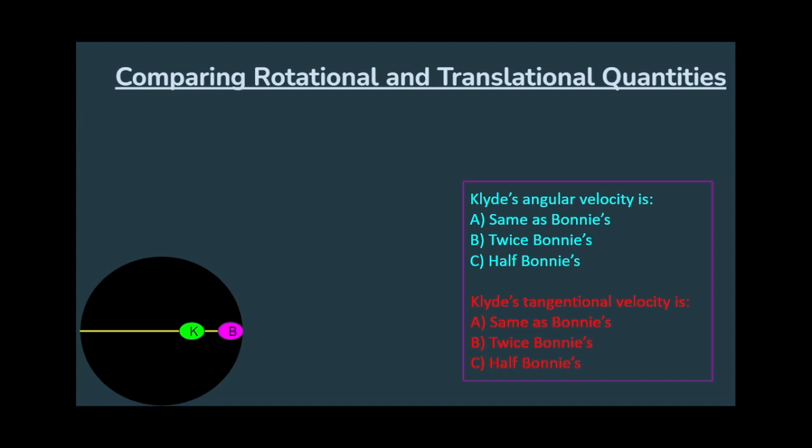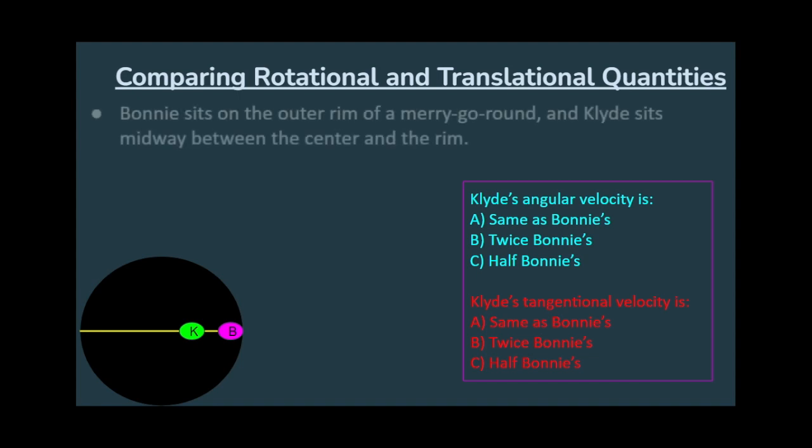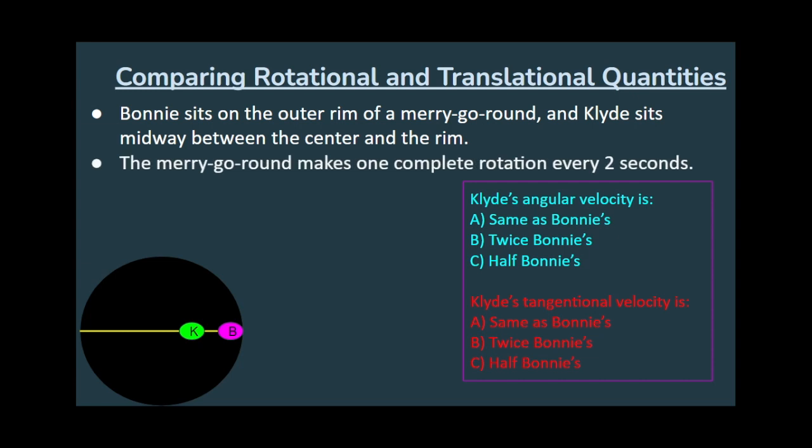used to, but I want to see how they're related to each other when it comes to rotational kinematics. So in this example, we have a merry-go-round down below, where Bonnie is sitting on the outer edge of the merry-go-round, and Clyde is sitting midway between the center and the rim. The merry-go-round is going to make one complete rotation every 2 seconds. So right now we see it going around. So we have 2 questions off to the side.